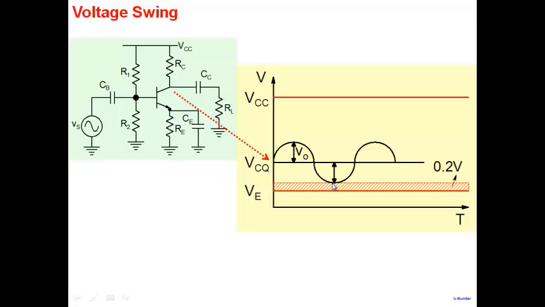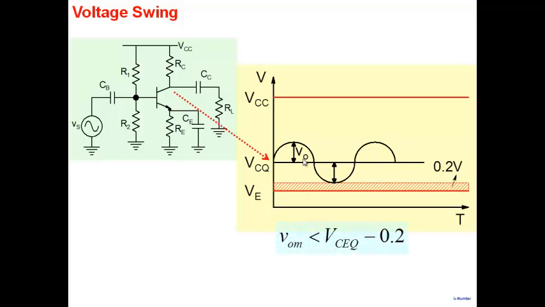Now if you go beyond that, what would happen is the effective collector emitter voltage will become less than 0.2 and your transistor enters into saturation. And then the signal will get distorted. So this is telling us that if I bias it here, the maximum value of V0 that I can get is VCQ minus VE minus 0.2, right?